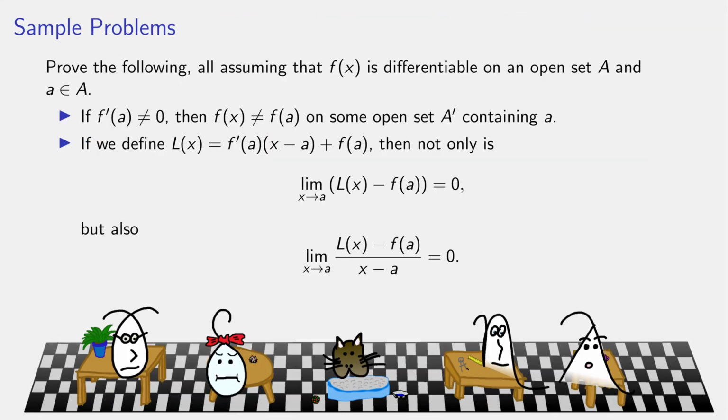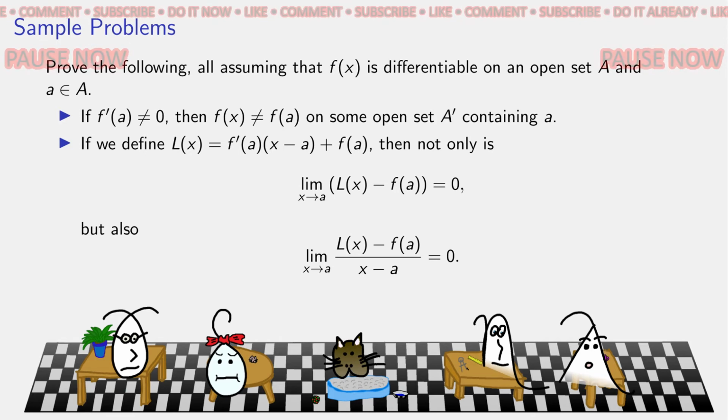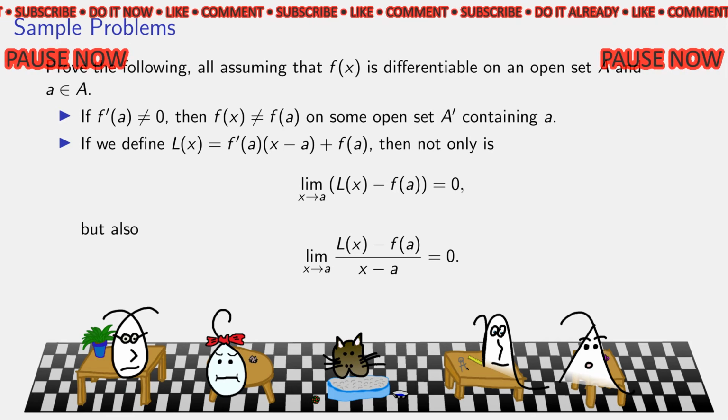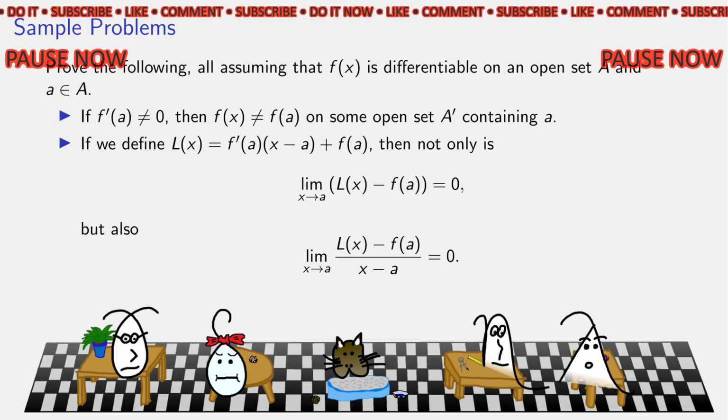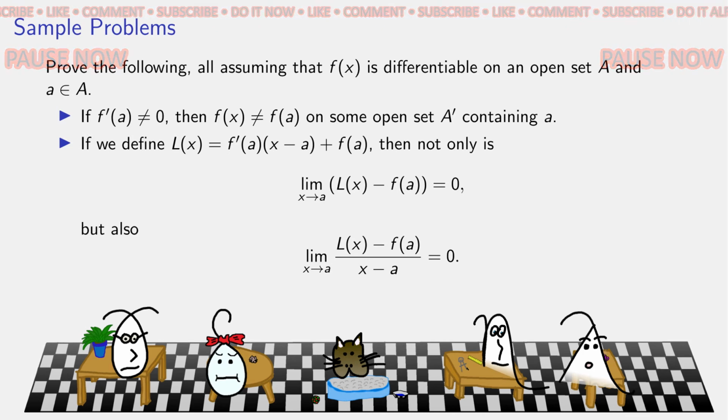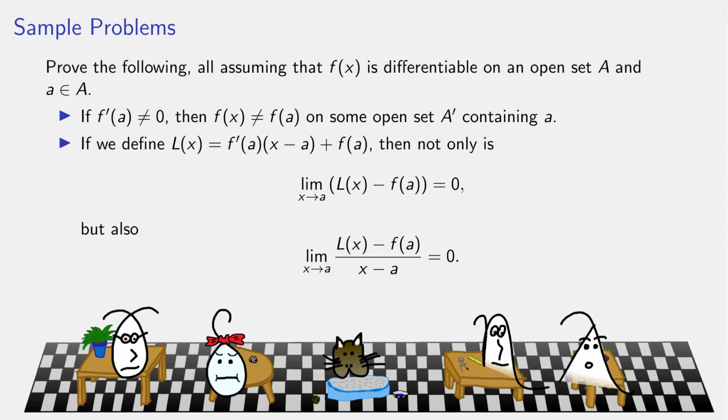So here are some sample problems to work with this notion of derivatives being equal to 0 or not. I realize that's a very general thing to say. The derivative is either 0 or it isn't. I strive to be useful. So hopefully you paused and worked through these problems and were able to show some stuff.